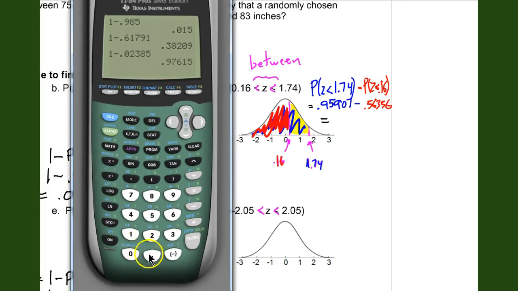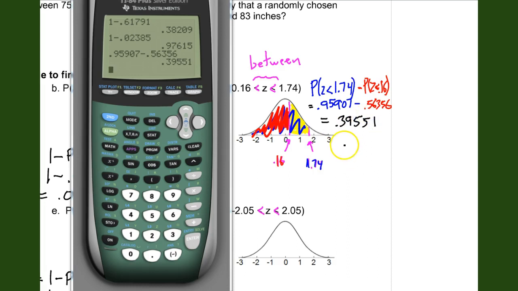So we have, in blue, 0.95907 minus 0.56356. So we got 0.39551, which is about 39.6%. Okay, so about 39.6% just for this area right here. And that does seem to match.